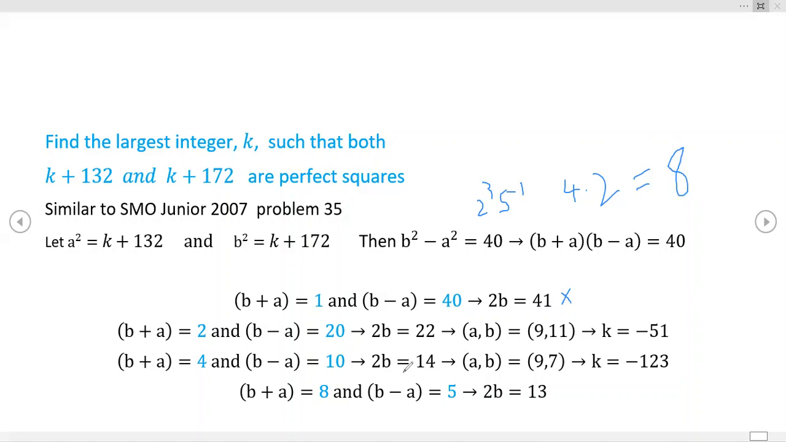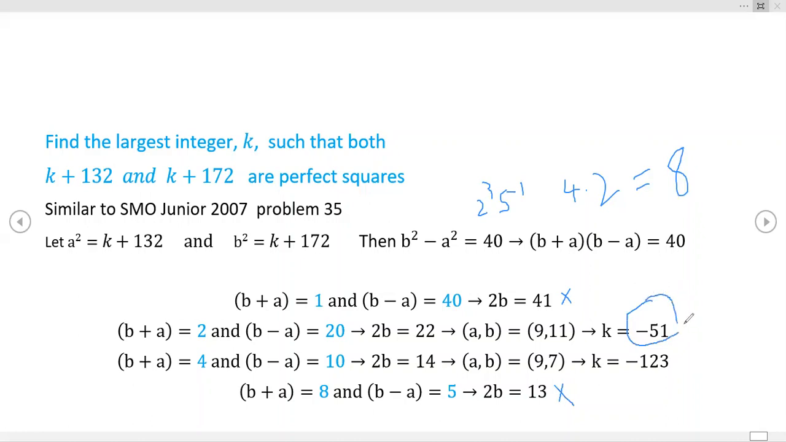And in a similar fashion, all the way down here, we get k is equal to minus 123. Again, this is a no-can-do case because 13 over 2 is not an integer. So these are the only possibilities. And so our final answer here is actually going to be minus 51.